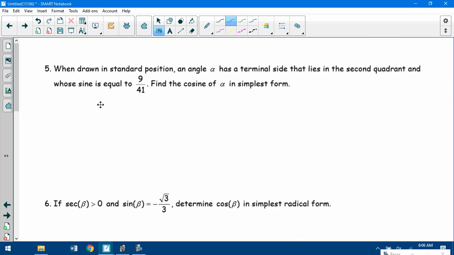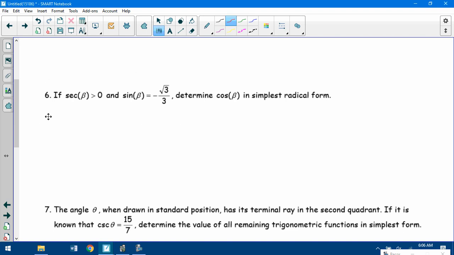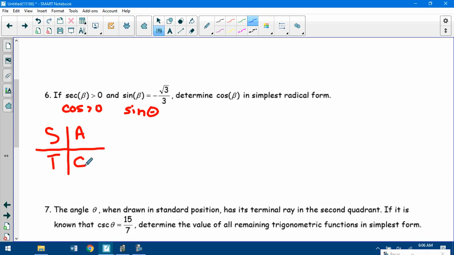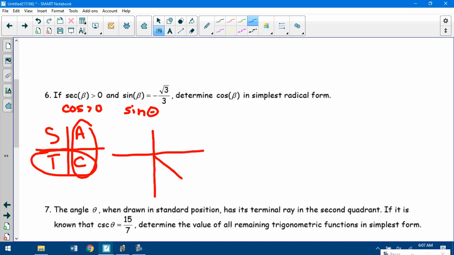Then over on the back, the one that I saw give the most trouble was number 6. If secant is greater than 0, what else is that telling you? Since secant's 1 over cosine, cosine is also greater than 0. And sine is negative. Okay, so cosine is positive, sine is negative. All Students Try Cheating. Cosine positive, all in cosine. Sine is negative, so not S and A, so the other two. That puts you in quadrant 4. Most of you got that, okay?